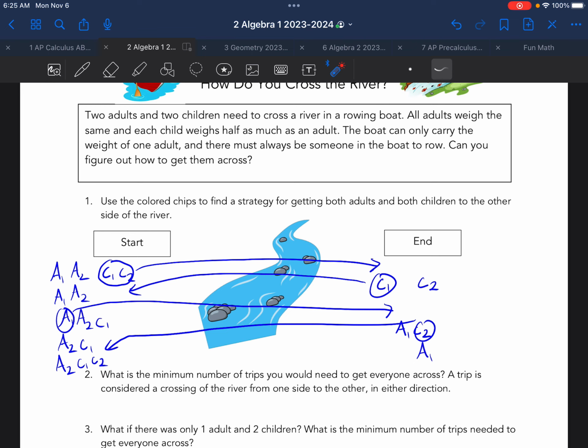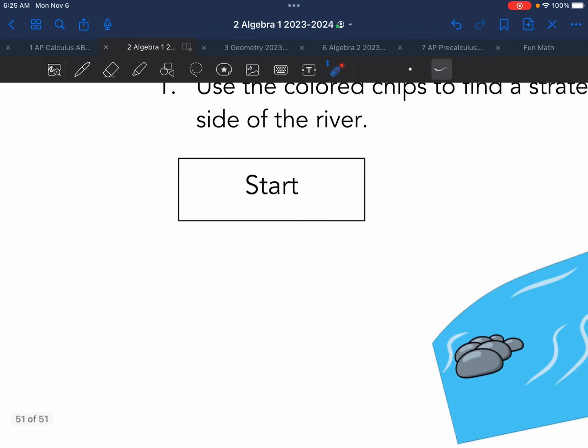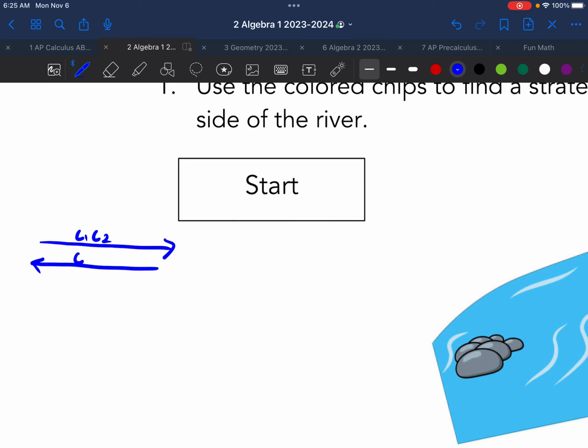I think I can summarize this in a smaller chart, which I'm going to do now. So let's go ahead and do it this way. This area here is too big, so I'm just going to do this. I'm going to say that on the first trip across, we have child 1 and child 2. And then on the next trip back, we have just child 1 coming back.